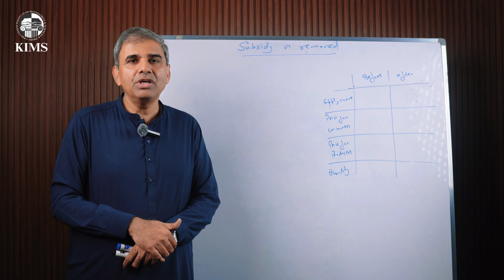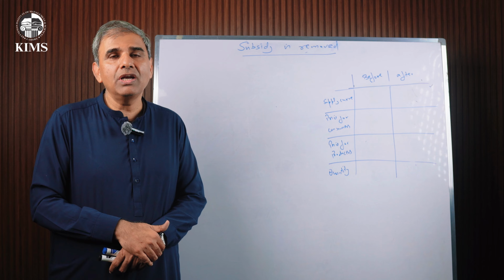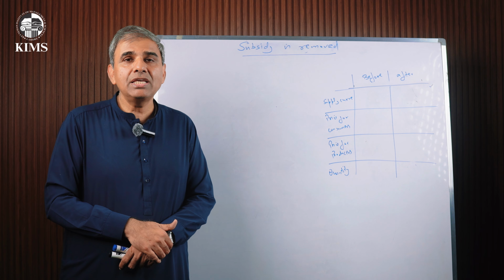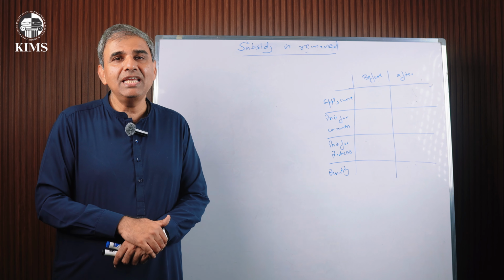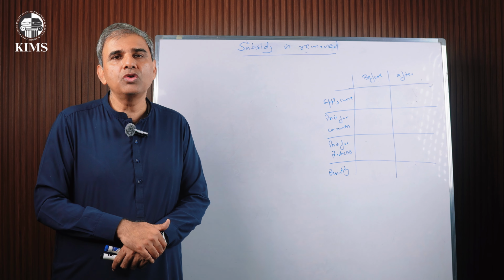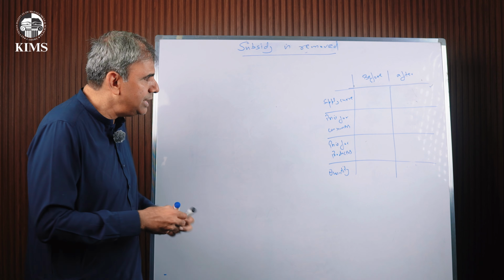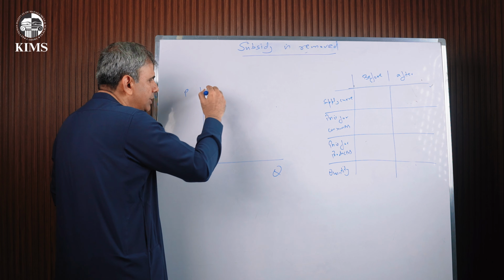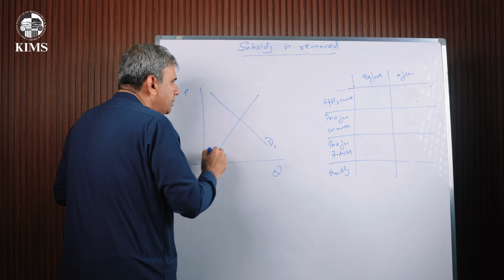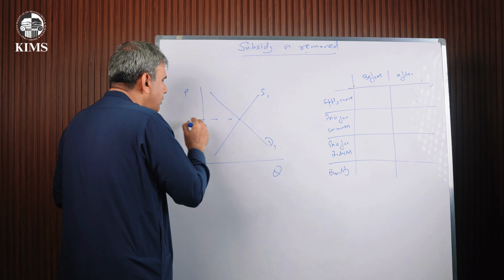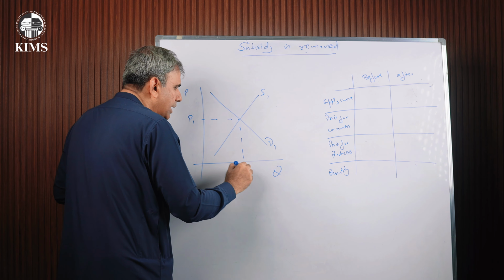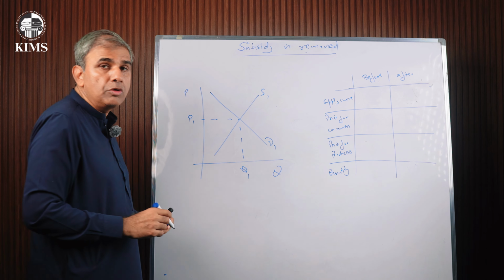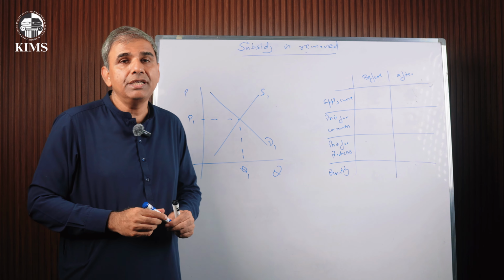This part of my video is about the effects of removal of subsidy. So as I keep saying, draw the initial equilibrium clearly before you show any shift. So initial demand and supply curve in the panel of quantity and price show the initial equilibrium, that is S1 and D1. Initial equilibrium price is P1 and the quantity is Q1.